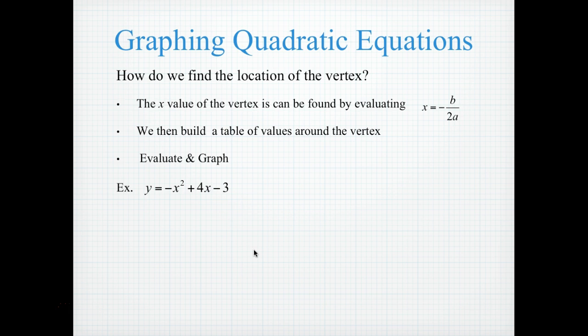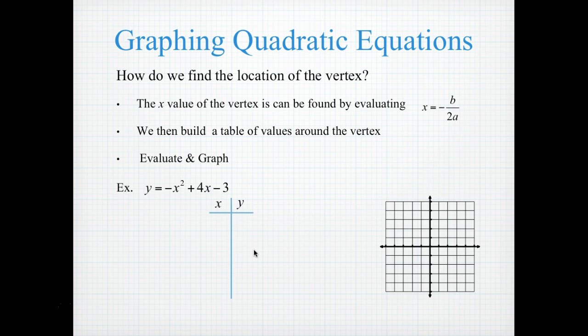We have to start by identifying the x value of the vertex. This is done by taking the opposite of b over 2 times a. So the opposite of b is -4, divided by 2 times the value of a, which is -1. So it's -4 over 2 times -1, which simplifies to 2. So remember, 2 represents the x value of the vertex, and I'm going to place that in the middle of my table on the x column.